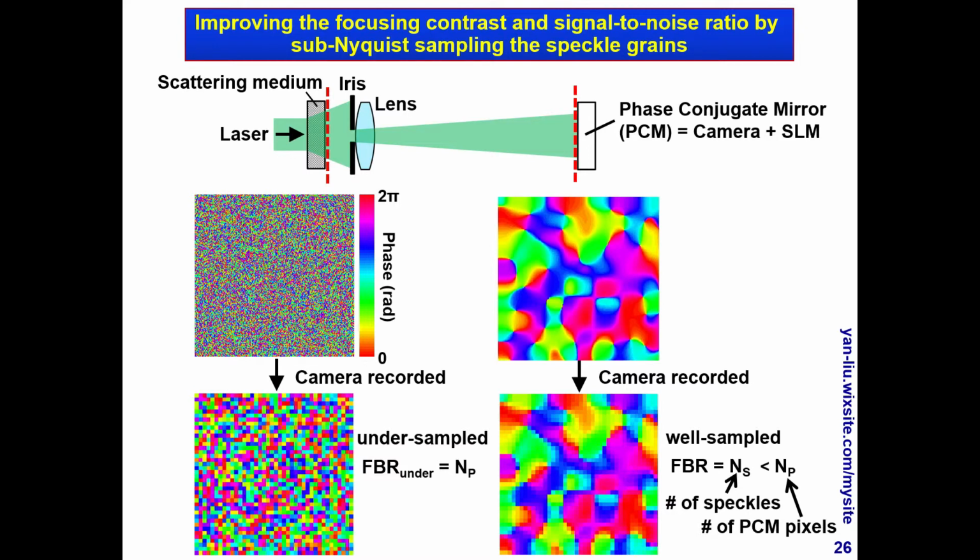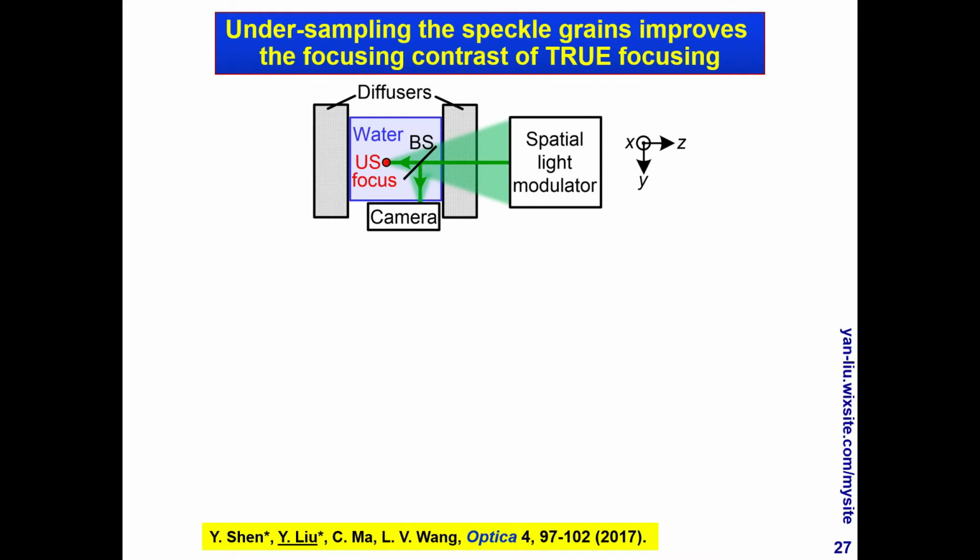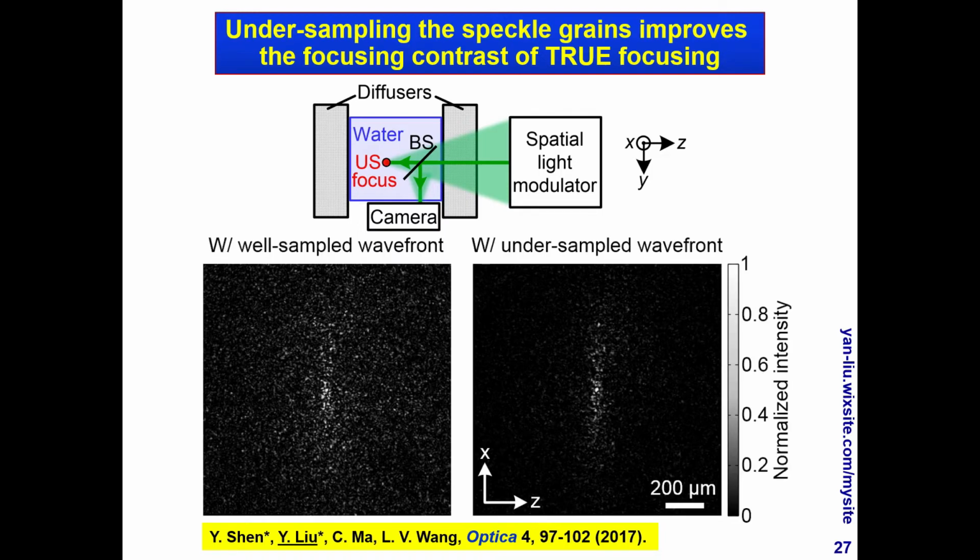The improved focusing contrast is because we have more degrees of control in this phase map compared with this one. Using this technique, we improve the focusing contrast of true focusing in between 2 diffusers. Again, we use a beam splitter to create a copy of the true focus on the camera. These are the foci we achieved with well-sampled wavefront and with undersampled wavefront. You can see the background is cleaner in this case, and the focusing contrast has been improved.